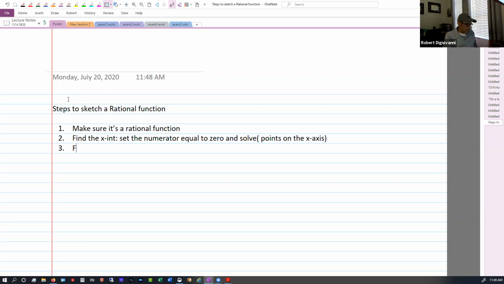The third step is to find the horizontal asymptotes. And how did I say we'd do that? Sorry, I meant to put vertical there. I apologize. I haven't told you how to find those. So how do we find where we get those vertical barriers?